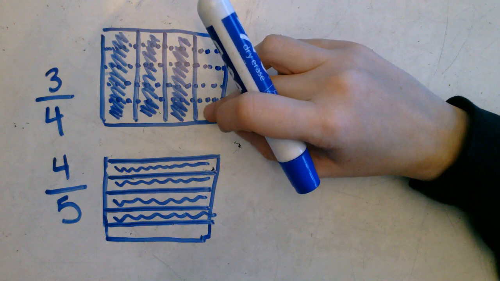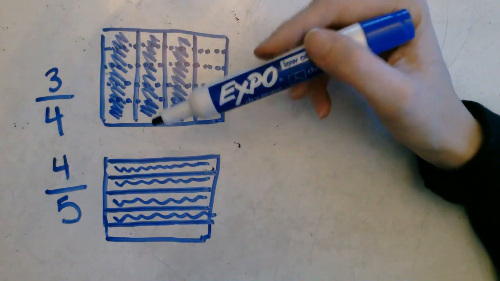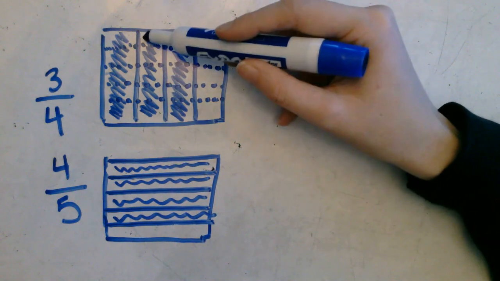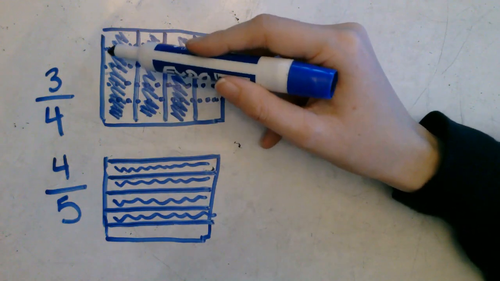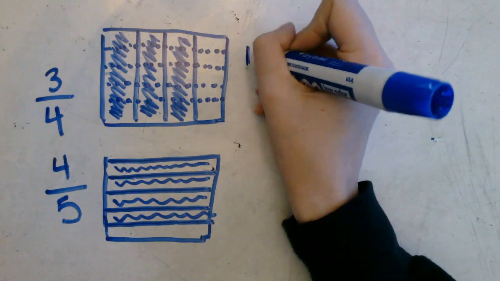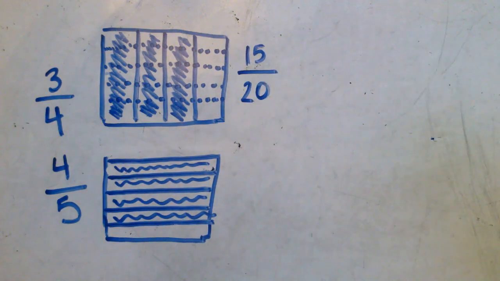Now, how many of those 1/20 are shaded in? So we need to count how many boxes are shaded in. Count with me. 1, 2, 3, 4, 5, 6, 7, 8, 9, 10, 11, 12, 13, 14, 15. So now we have 15 shaded in pieces out of 20 total pieces.